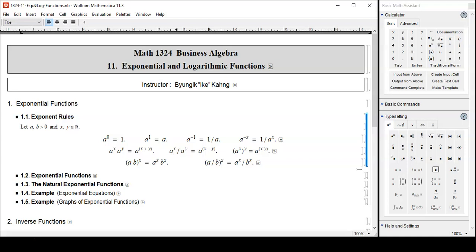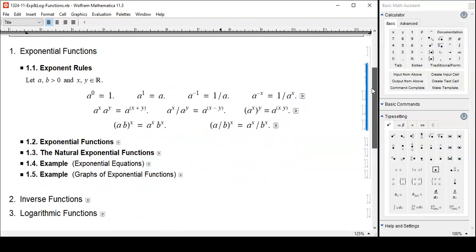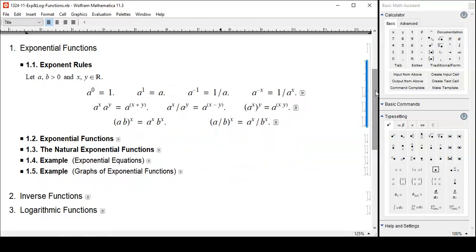Exponent rules. Do you recognize these rules? Let's take a little bit bigger fonts so that you can read better. These rules go way back to pre-algebra days, and then you reviewed in elementary algebra, reviewed further in intermediate algebra. So by now, I assume everybody has some proficiency at the very least.